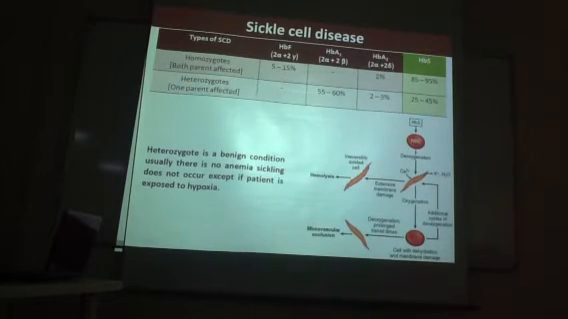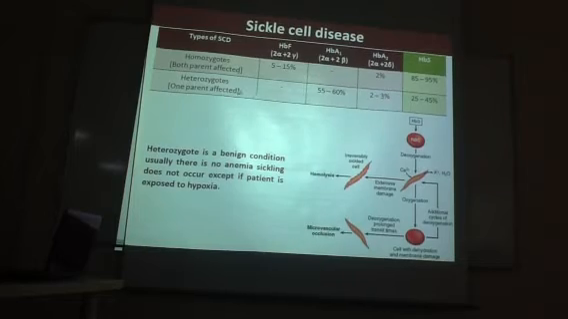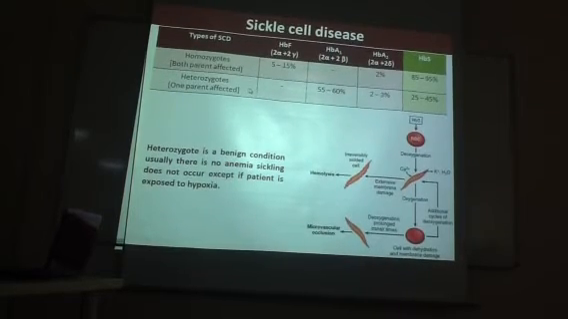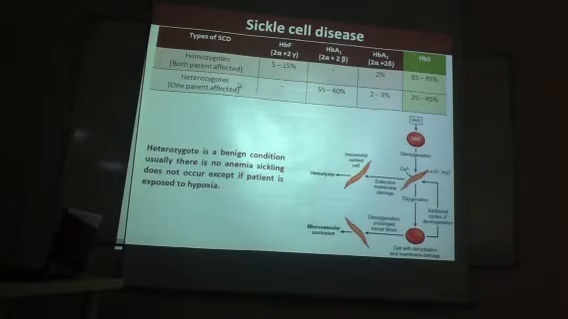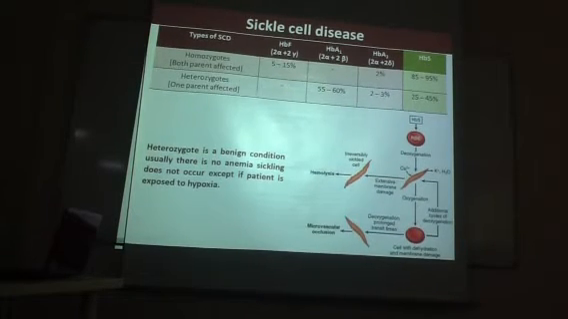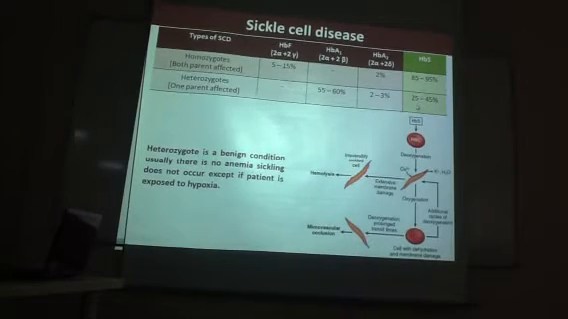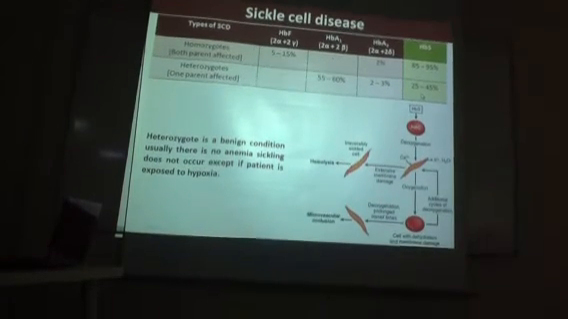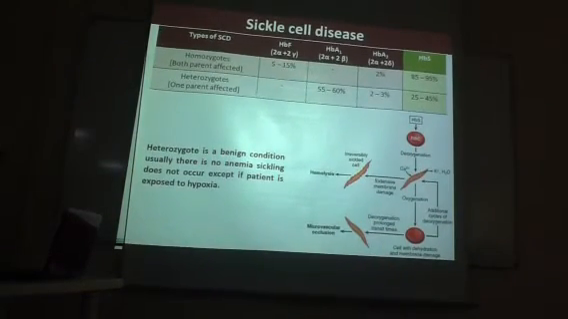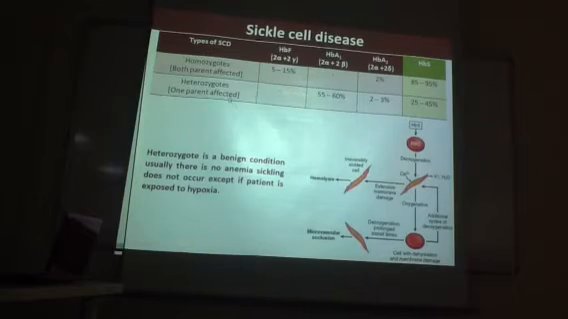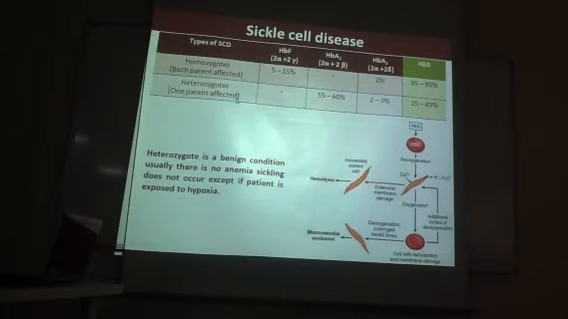If heterozygous, only one gene is affected. That is called sickle cell trait or sickle cell minor, whatever you want to call it, but they have only one gene mutation and one gene is normal. So they have less than 50% hemoglobin S. Understand? Why is it important? It is important for screening. If you identify these patients, you have to counsel them. That is called genetic counseling.